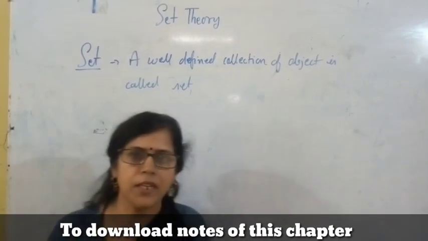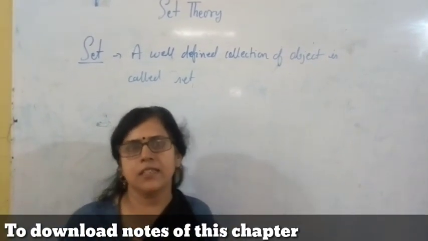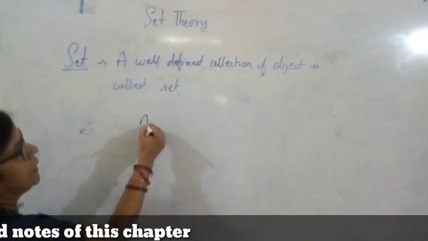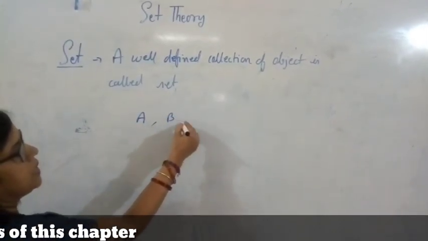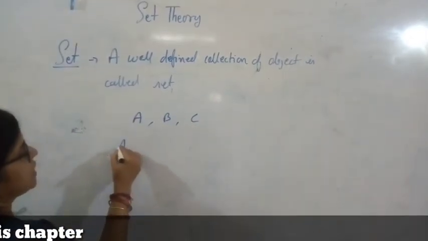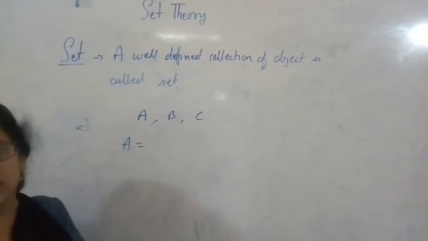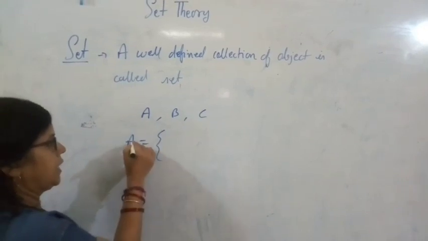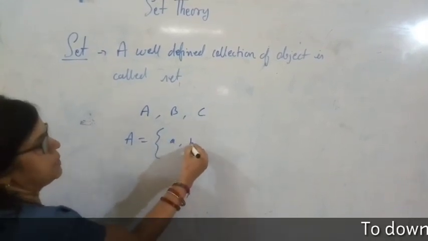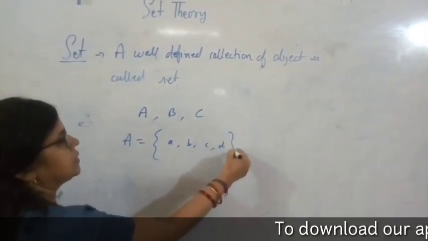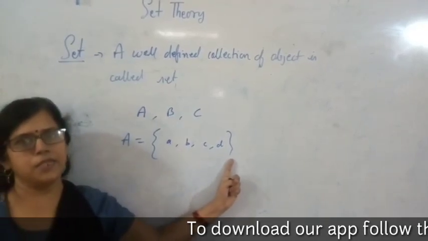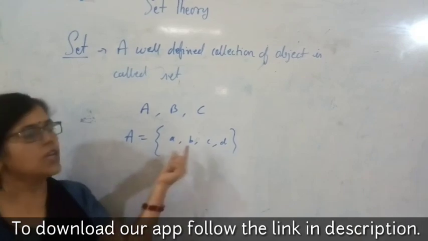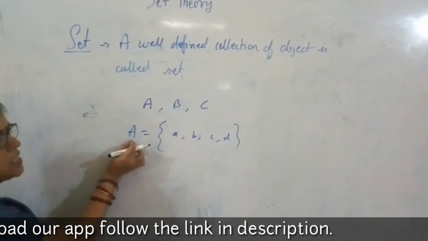Now I will explain how we will represent the set. Notation of a set should be a capital letter: A, B, C. Suppose set A, and elements should be small letters. So this is set A. Suppose a, b, c, d. These are all elements. Elements we will mostly write in small letters. And these elements are in set A.